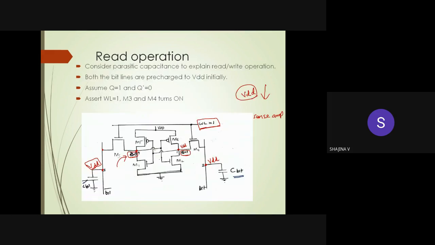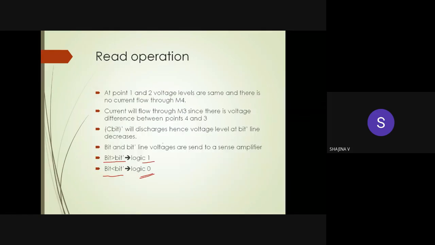Now, in this condition, if you pass the bit and bit bar line voltages to the sense amplifier, the bit line voltage will be greater than the bit bar line voltage, right? Because due to this current flow, the voltage level at the bit bar line decreases. The bit line voltage will be greater because it is still at VDD itself. So it will be greater than the bit bar line. As a result, the sense amplifier output results in a logic high value.